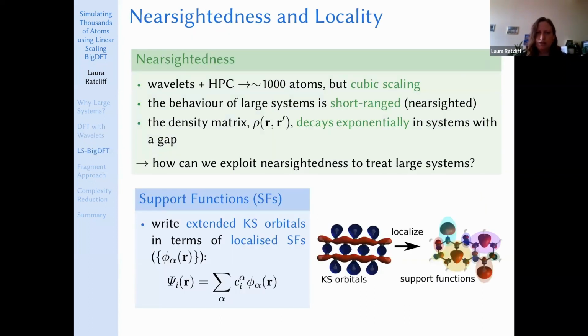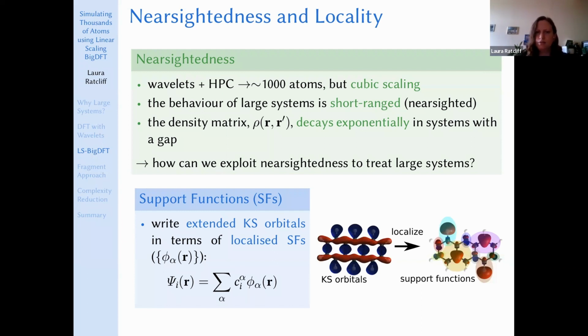So once we combine these favorable properties of wavelets with the power of high performance computing, we can normally simulate up to about 1,000 or so atoms, but we still suffer from the cubic scaling limitation with the number of atoms that is common to many DFT codes. And not just in terms of computational cost, but the scaling is also cubic in terms of memory, which often tends to be a more important limitation.